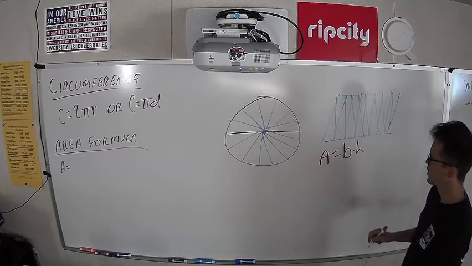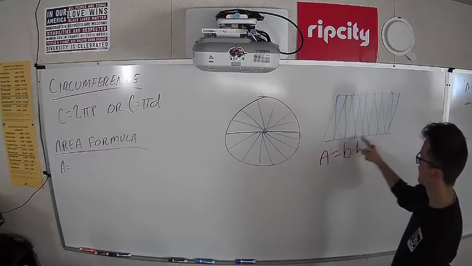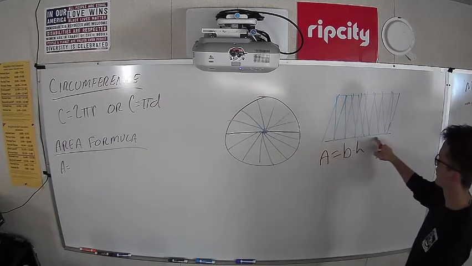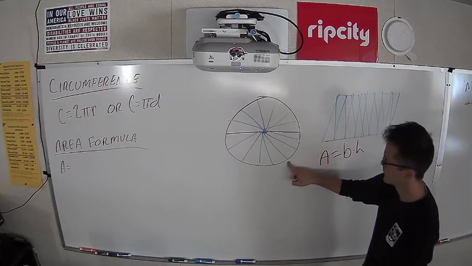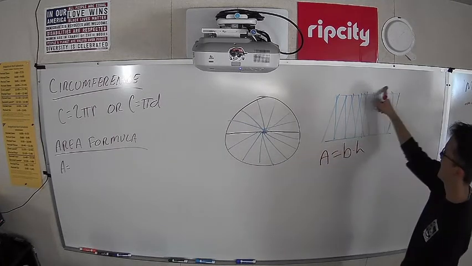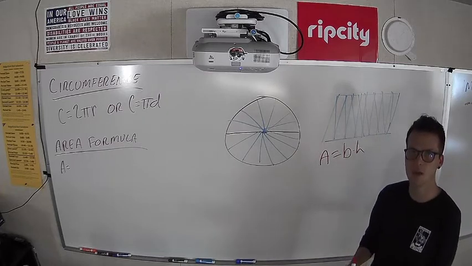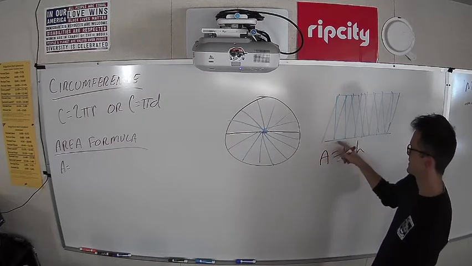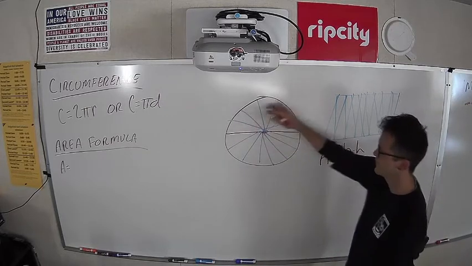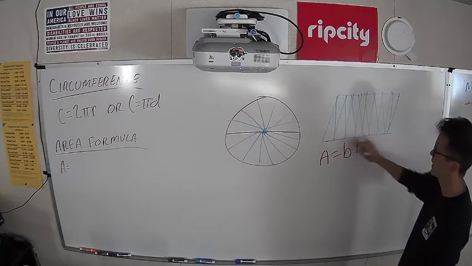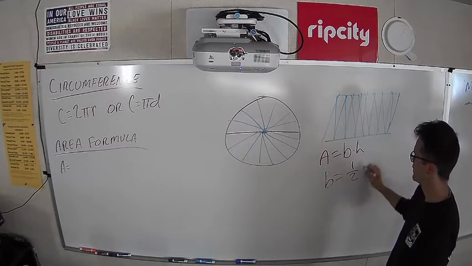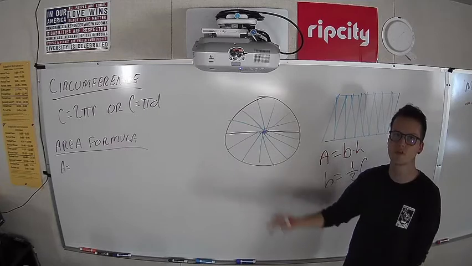Well, we took these tiny pizza slices of our circle and put them into a parallelogram. All of these pieces on the edge here came from the edge of our circle. Half of them are on the bottom and half of them ended up on the top. So the base of this thing is just half of the circumference, because half of these are on the top and the other half are on the bottom. So the base is half of the circumference of whatever circle we're working with.